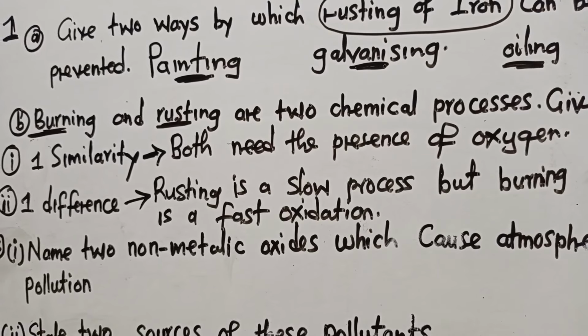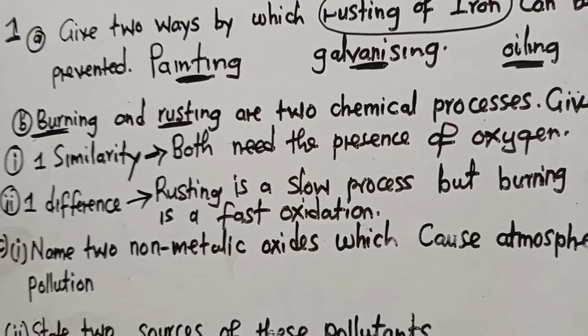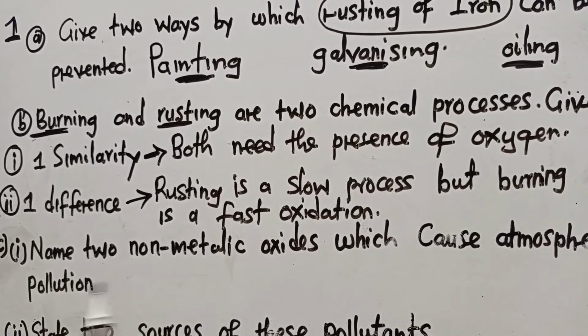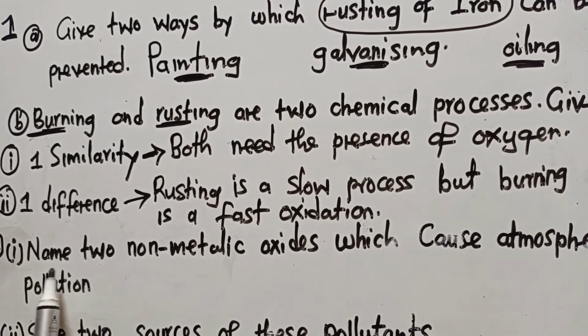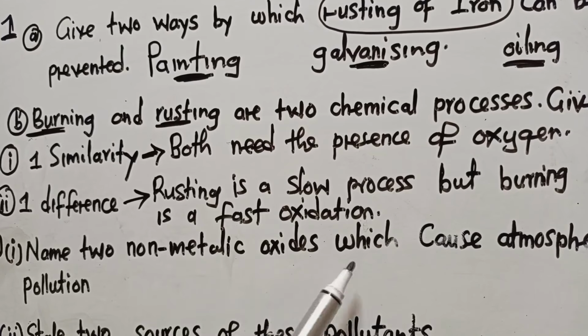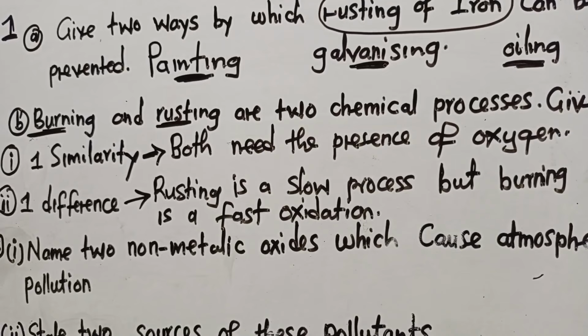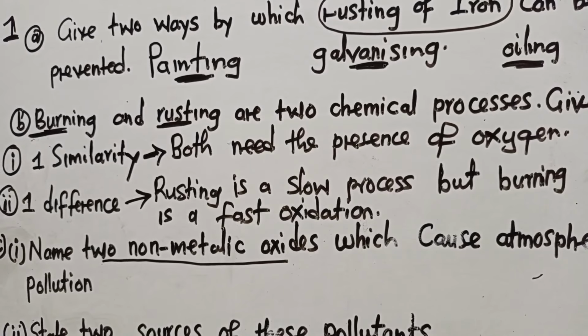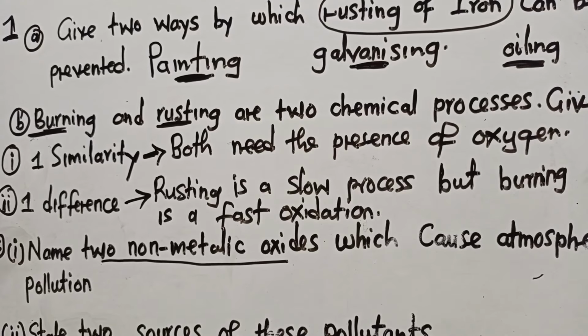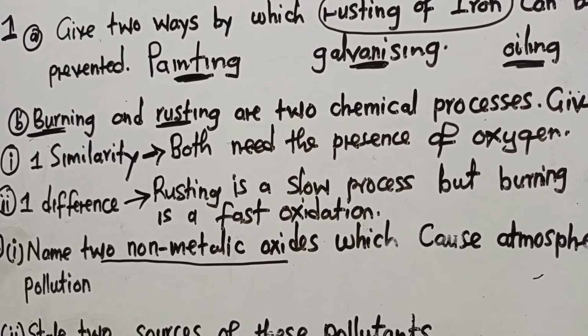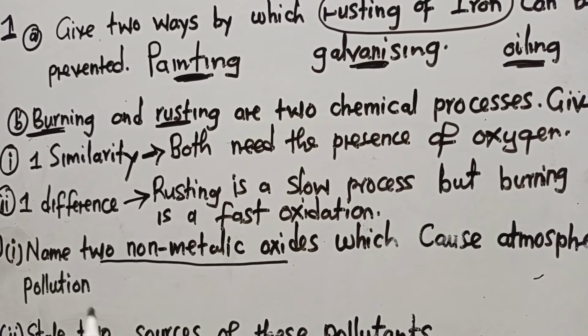These are some of the things that you need to understand as you are preparing for your exams. We move now to this question. I guess you are able to understand what I am teaching you. Name 2 non-metallic oxides which cause atmospheric pollution. Non-metallic oxides that pollute the atmosphere can be categorized into 3. One, carbon oxides, which include carbon monoxide and carbon dioxide. You can put these as the answers.